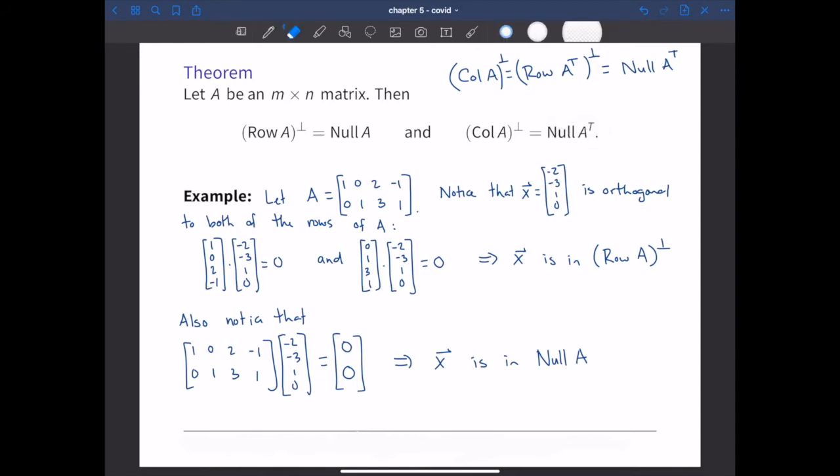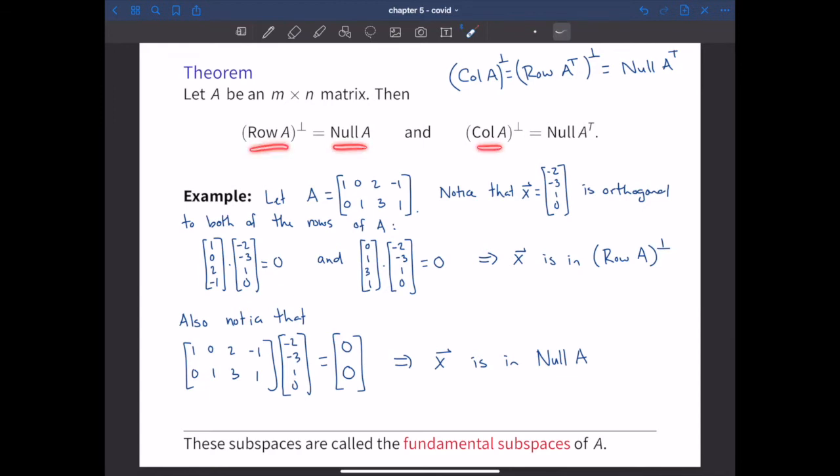Okay? So it turns out that these subspaces are important for any matrix, and so we give them a special name. We call these subspaces the fundamental subspaces of A. In other words, the row space, the null space, the column space, and the null space of A transpose are the fundamental subspaces of A. All right, so this is a great theorem, and it's going to come in handy in a lot of situations when we're not even thinking about a matrix.